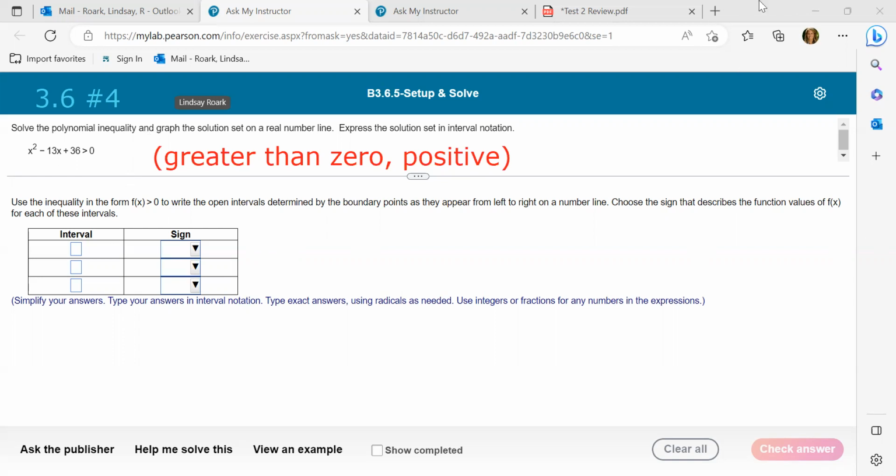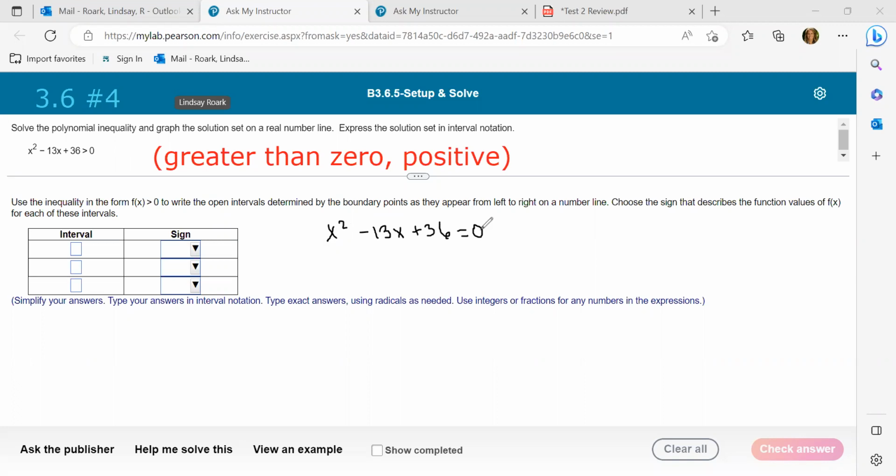If this wasn't set equal to 0, we would need to do that first, but it already is, so that's good. So we can go ahead and find the boundary points by solving the equation x squared minus 13x plus 36 equals 0. But right now, we're just going to ignore the fact that it's an inequality. That'll come back later when we have to do the number line situation. Right now, we're just solving for the numbers where the sign might change.